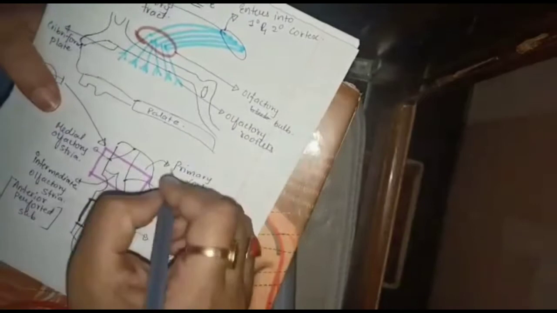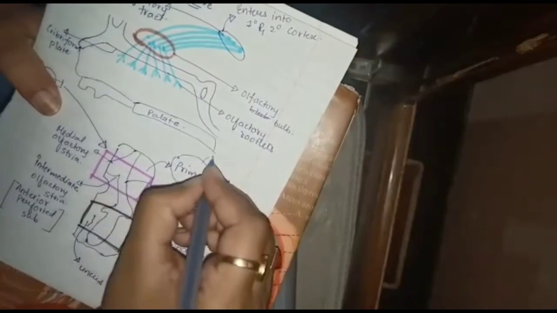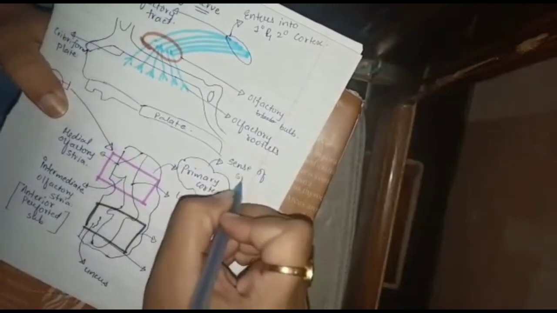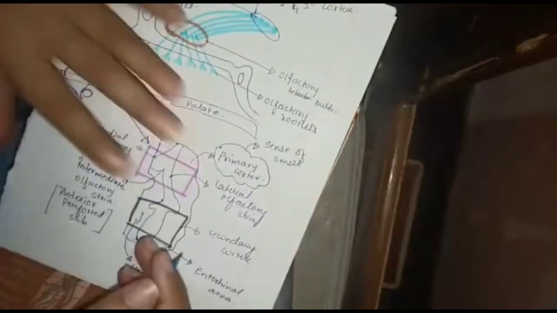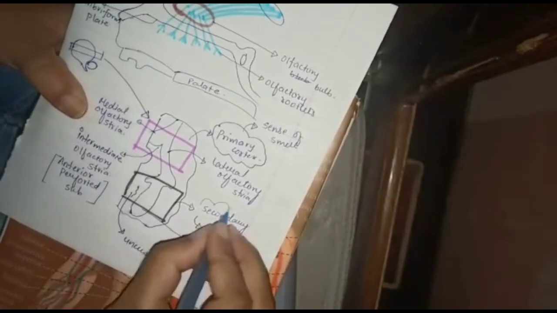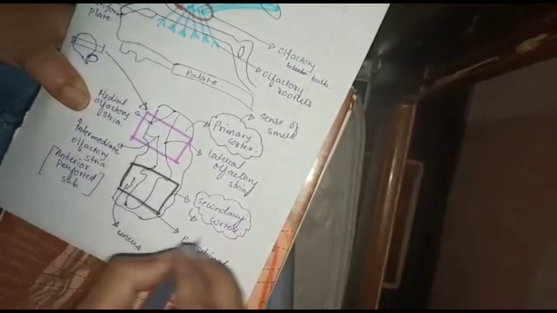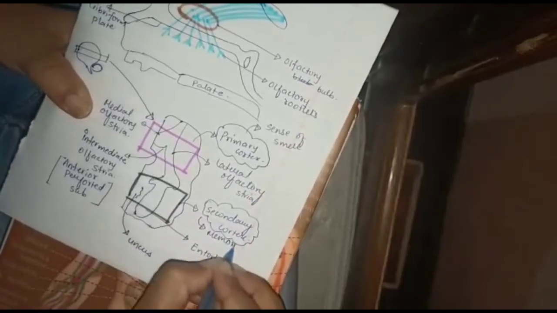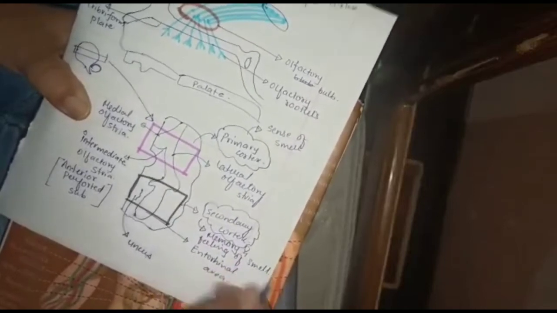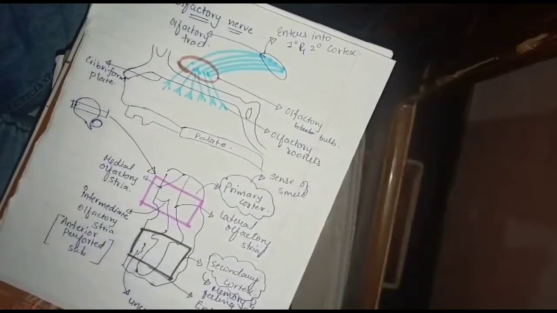The primary cortex is useful for the sense of smell. If anyone asks what the function of the primary cortex is, the function of the primary cortex is the sense of smell. And the function of the secondary cortex is memory and feeling of smell. The olfactory nerve is all about the sense of smell.